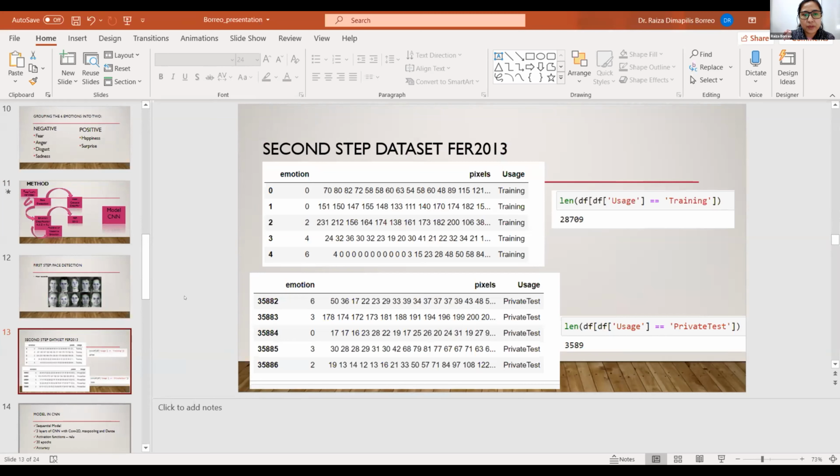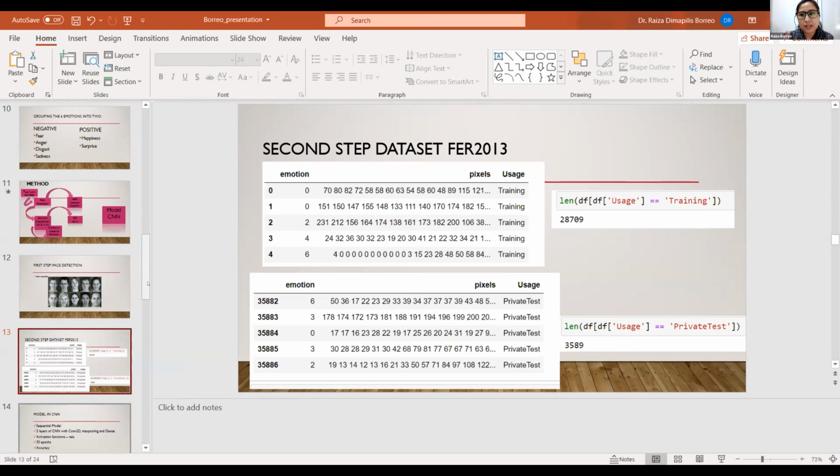The model that we've created is actually trained. How was I able to train the model? The model was trained by making it read the data inside the data set called FER 2013, or Face Emotion Recognition 2013. This data set is also available on Kaggle.com.